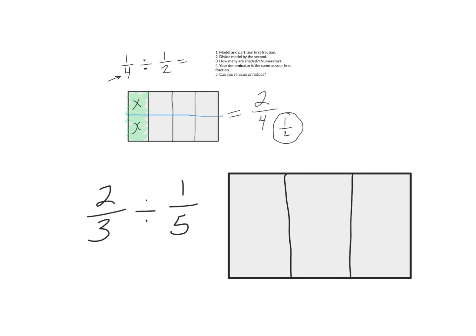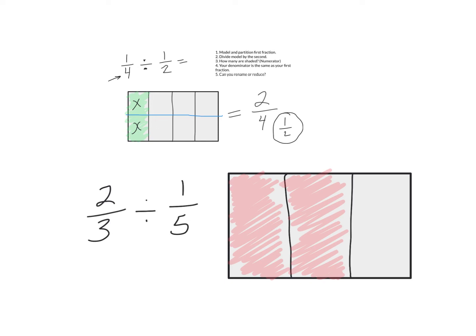This time I'll use red to shade. I'm going to undo that. We'll try red a different way. There is 1/3, and there is 2/3. Nothing new. We've been doing that since the beginning of Unit 5. My second step says to divide that model by the second fraction.